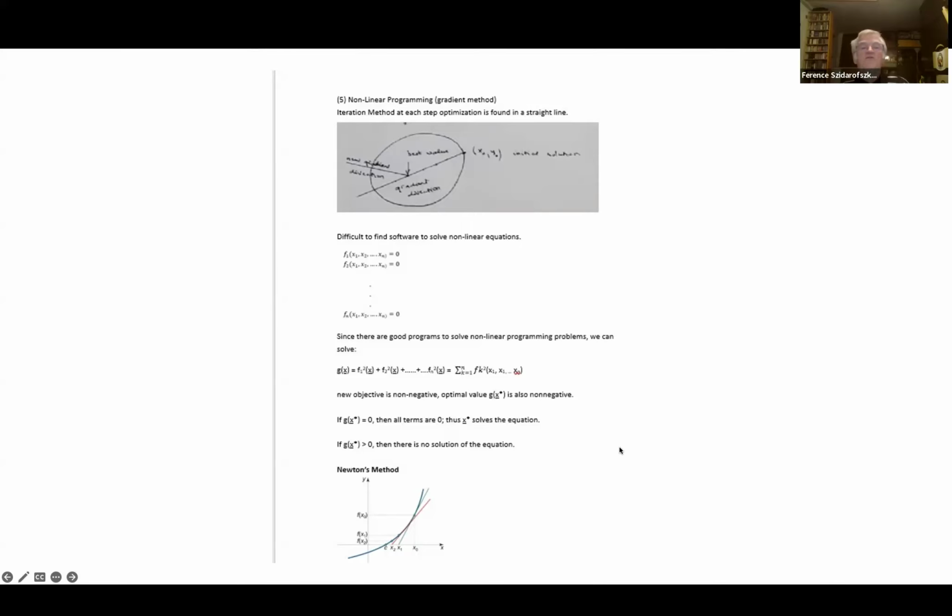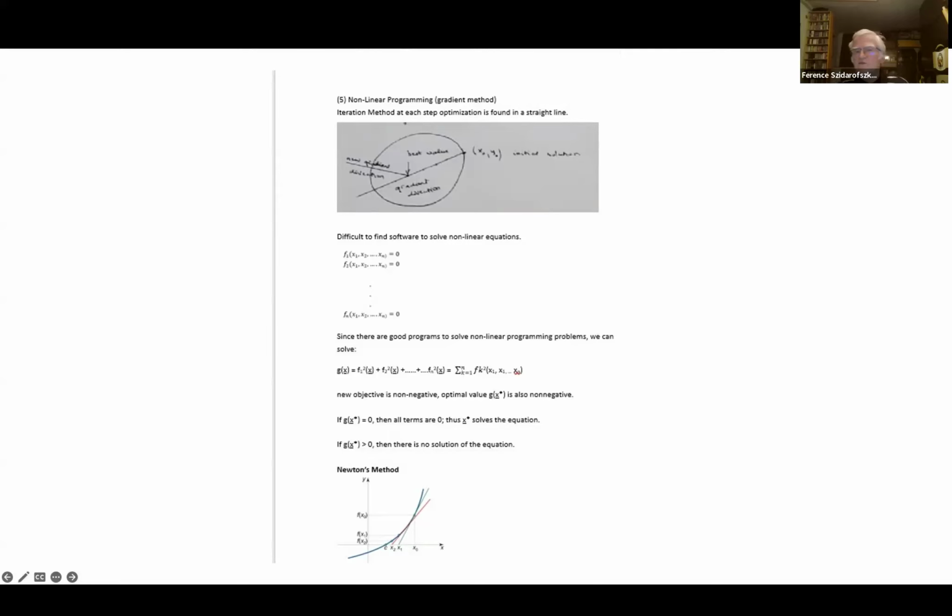The next one is if you have to solve a bunch of nonlinear equations with many variables. There is no very good software for that, but there is very good software to solve optimization problems. So we can rewrite it as an optimization problem. Consider a new objective function, which is the square of the first left-hand side plus the square of the second left-hand side, and so on, the square of the last left-hand side, that you want to minimize. Since we square them, every square is non-negative, therefore the new objective function is non-negative. So there are two possibilities.